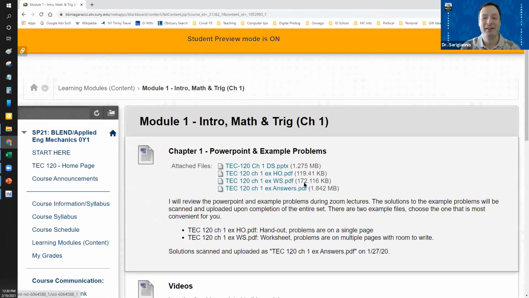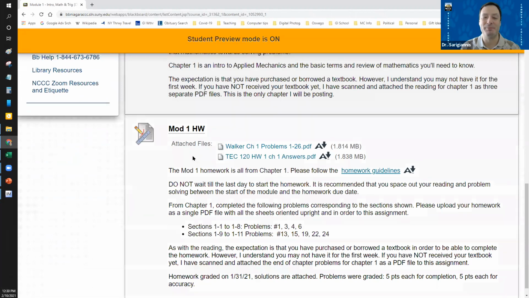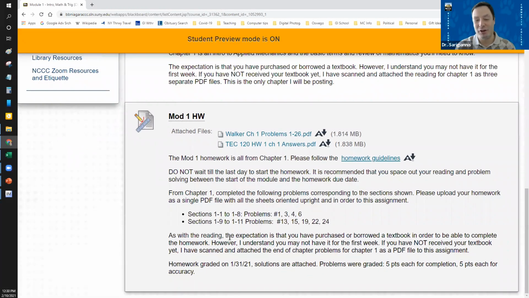Module 1. Homework number 1. If you haven't noticed already, when I grade a homework, I put in a little note. Homework's graded on 131.21. Solutions are attached. And I tell you approximately how I graded. 5 points each for completion, 5 points each for accuracy. So basically, as long as you did the problem, you got 5 points for it. If you did it correctly, you got the other 5 points. If you were wrong, it depends on how wrong you were. And these are the answers.